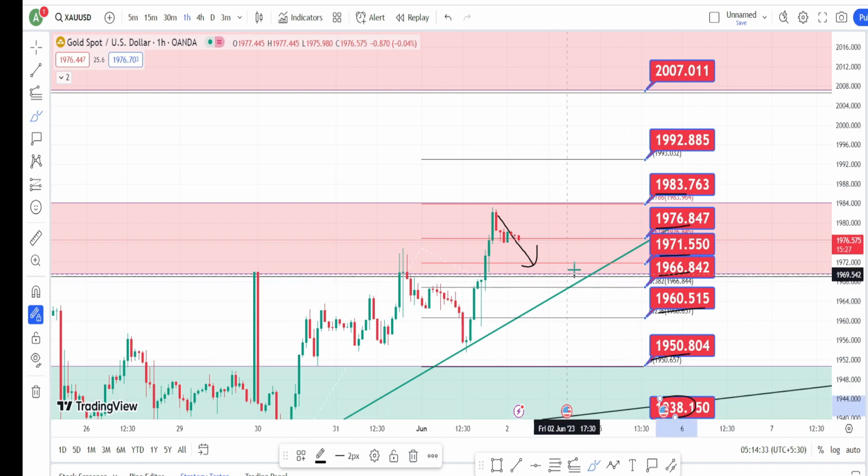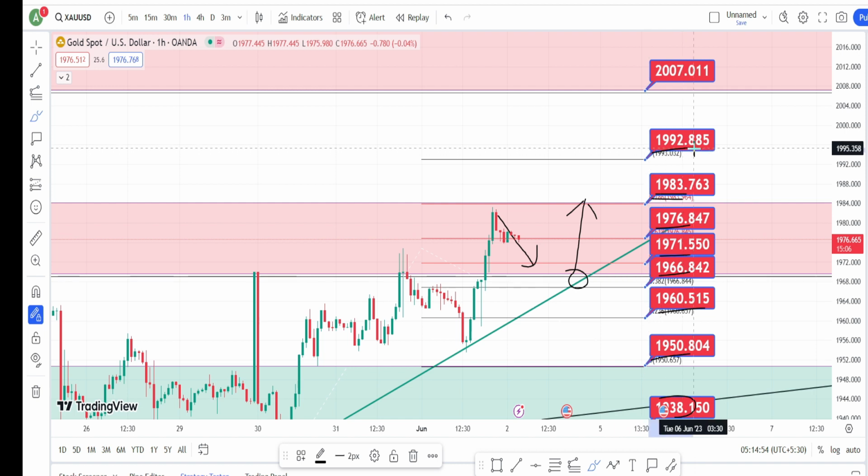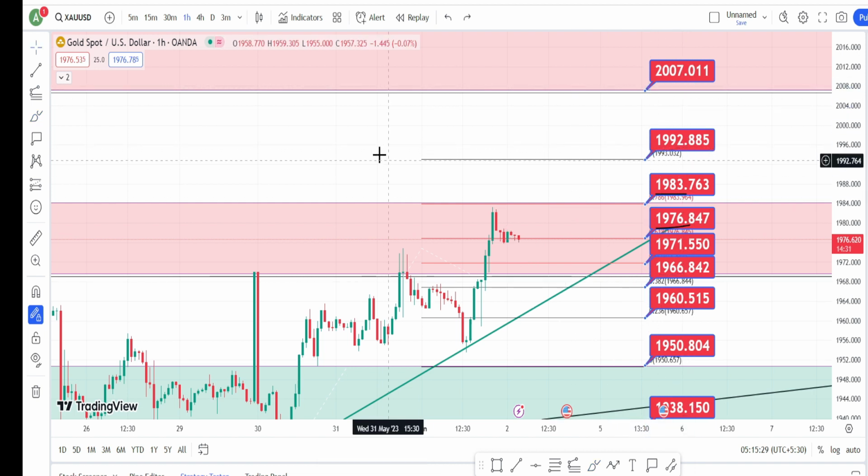And if the price action takes support on the higher time frame support level of 1970 and bounces back on the bullish side retracement, breaking the current resistance level of 1983, next level of resistance is going to be around 1992 and 2007. Let us mark the support and resistance levels for 30 minutes time frame.